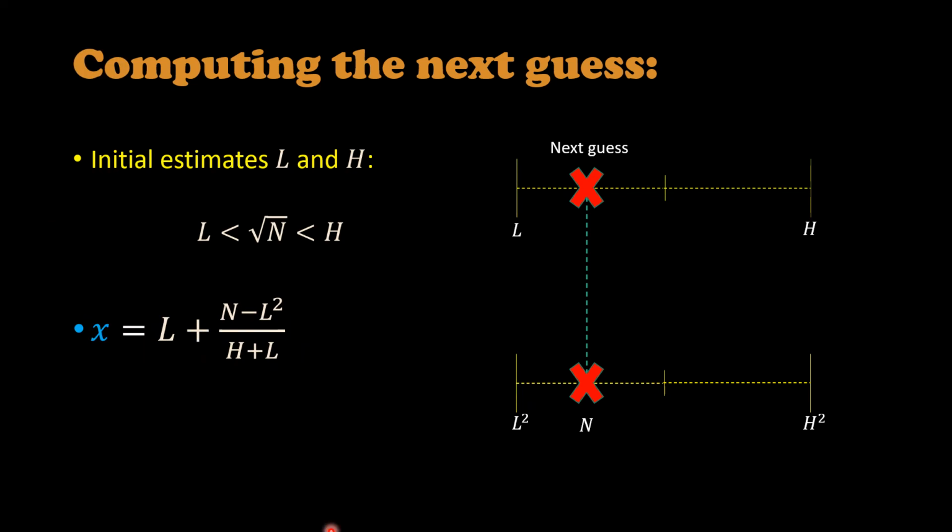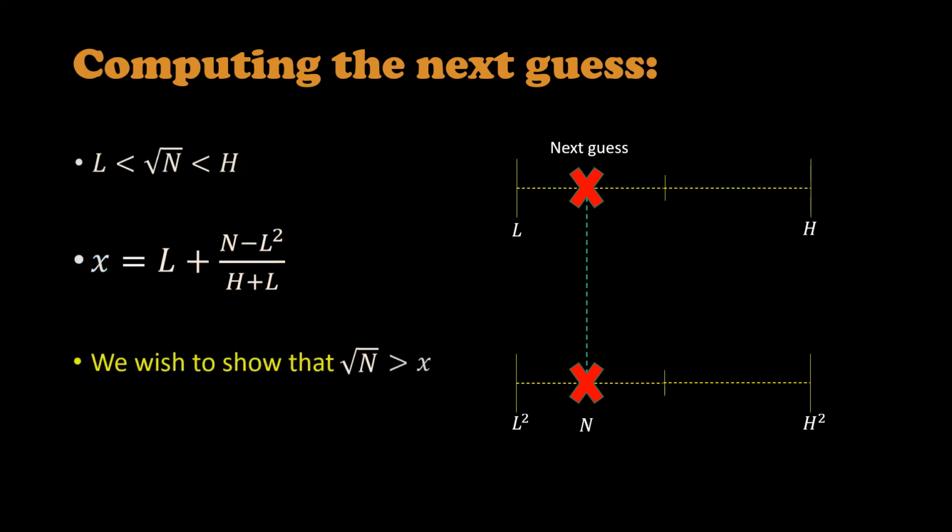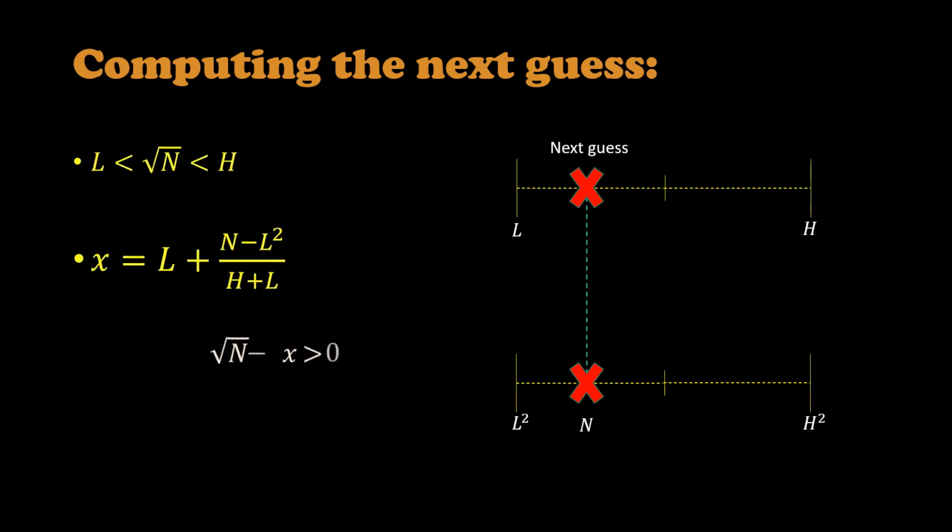Cool. So if my first conjecture is true, then this quantity right here is definitely smaller than square root of n. Let's see, we can do this algebraically. We wish to show that square root of n is bigger than that thing, using only the fact that L is smaller than square root of n, and square root of n is smaller than H. We can equivalently show that the square root of n minus x is positive. I tend to find it easier to write these like this. It's easier for me to tell whether something is positive or negative than whether one thing is bigger than another. Okay, so if we want to do this, we just plug in for the x.